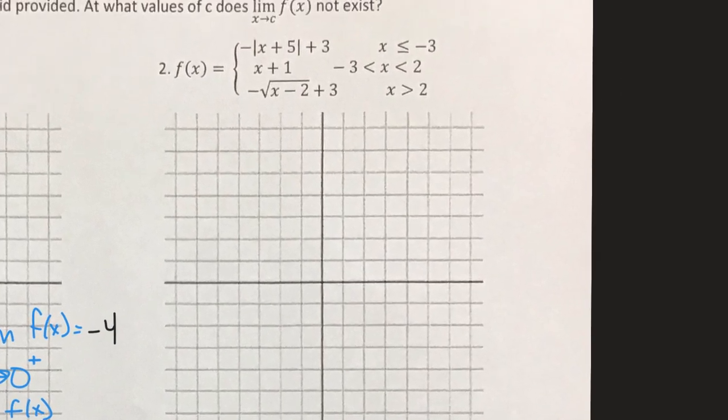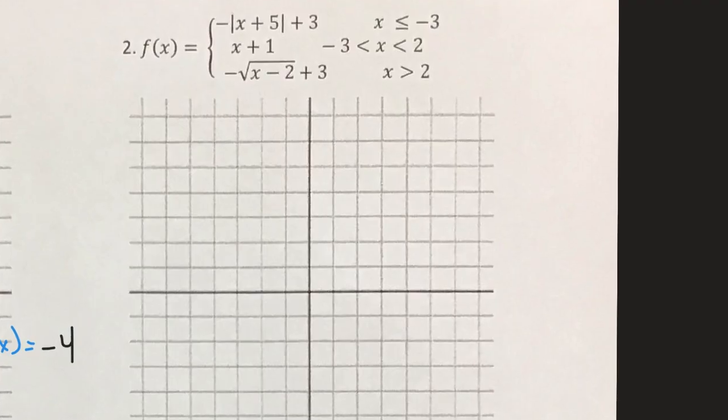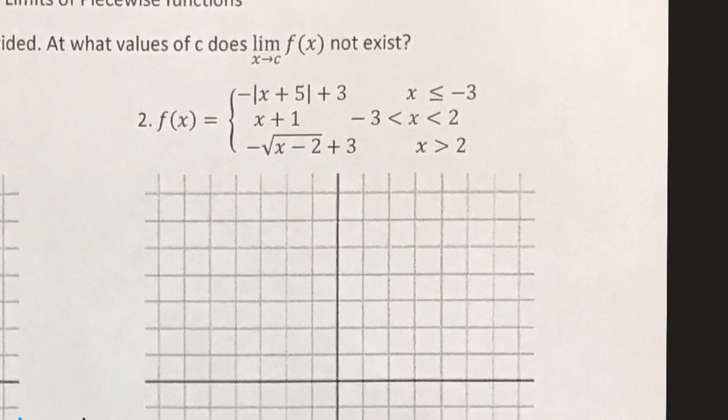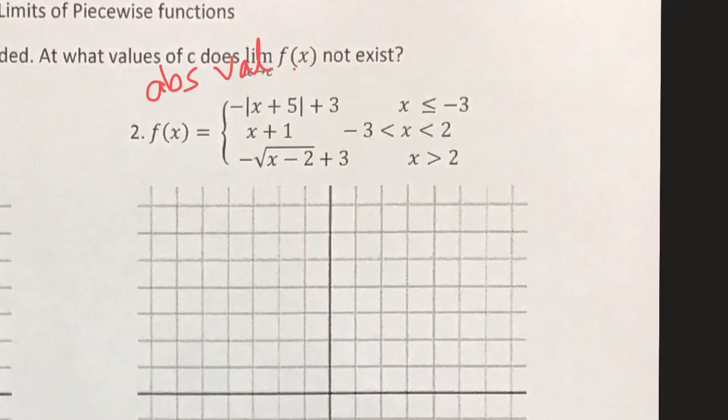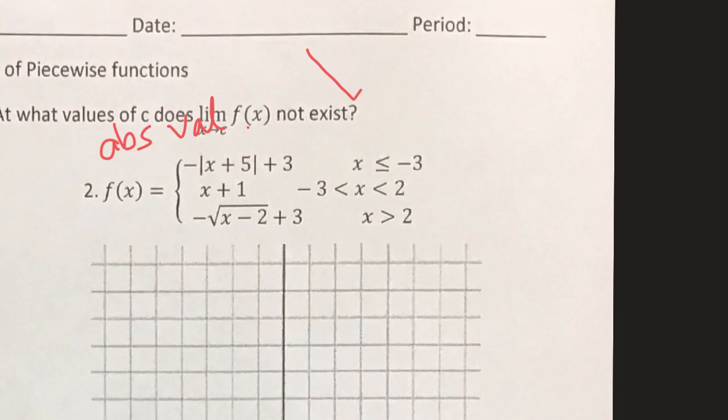All right, number 2. Now we have 3 graphs and 2 places to look at. So negative 3, right, is going to be one of our restrictions, and positive 2 is going to be the other restriction. So we have an absolute value graph. When was the last time you did an absolute value graph? Right, never.